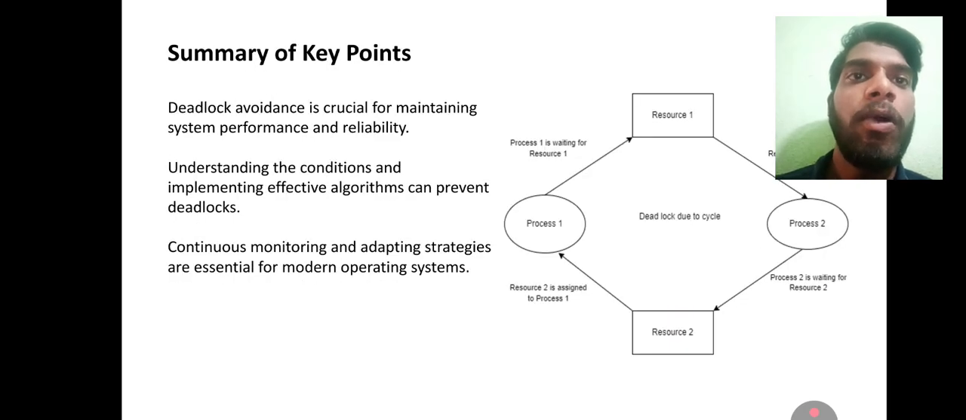Summary of key points. Deadlock avoidance is crucial for maintaining system performance and reliability. Understanding these conditions and implementing effective algorithms can prevent deadlock. Continuous monitoring and adapting strategies are essential for modern operating systems.